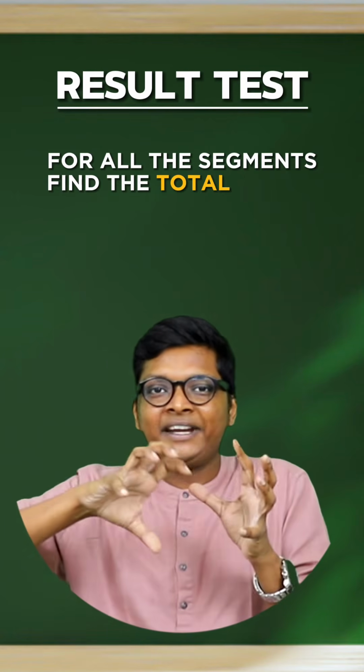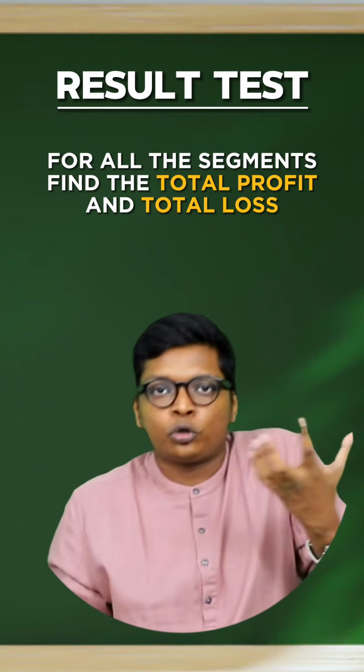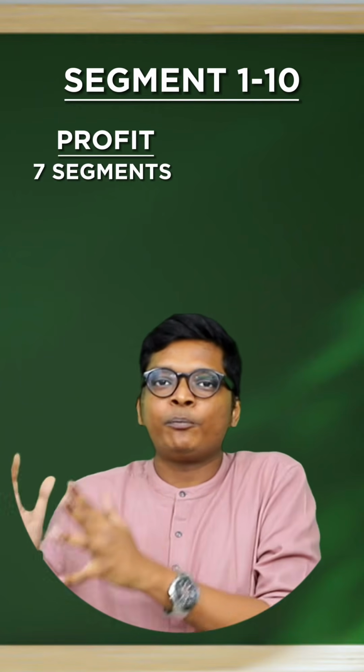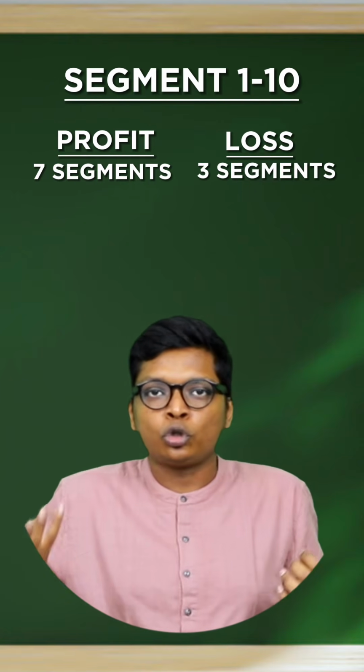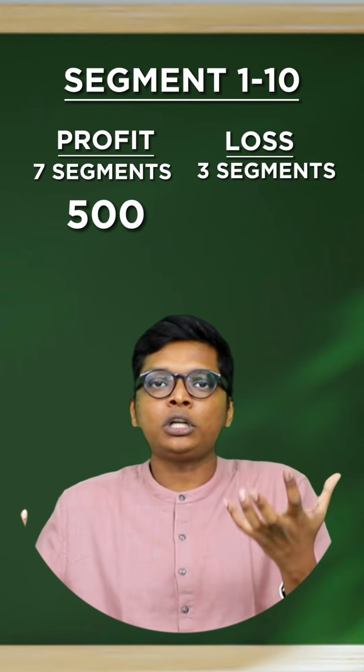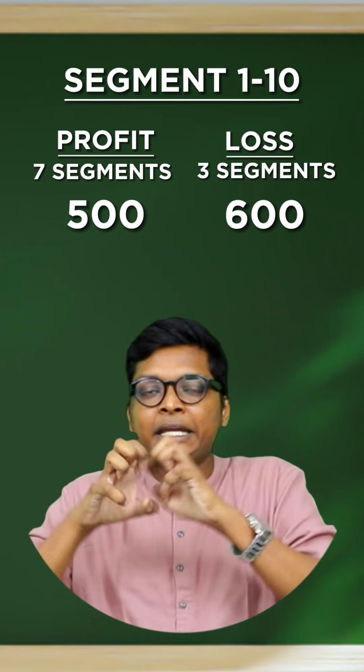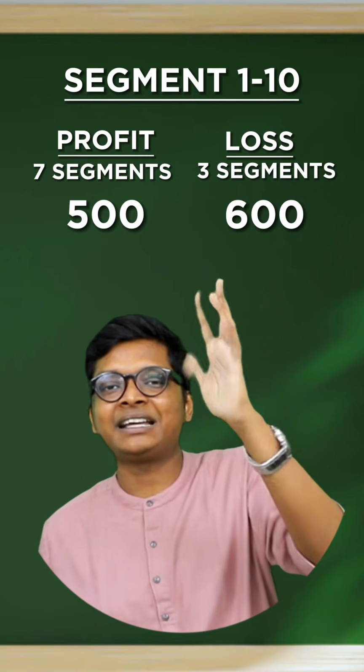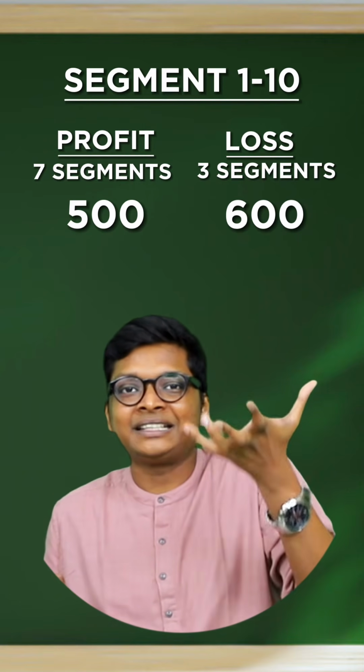Now coming back to result test. How do I do result test? Simple steps. First, for all the segments, segment 1 to segment 10 we have, find out the total profit and total loss separately. Let's say of segments 1 to 10, 7 segments have profit, 3 segments have loss. So total profit comes to 500, total loss comes to 600. Ignore the bracket. Take whichever is higher. Which is higher here? Loss 600 is higher.